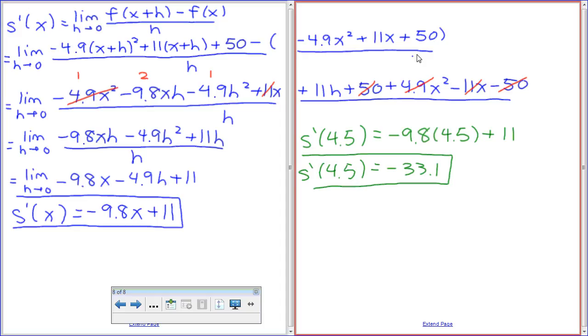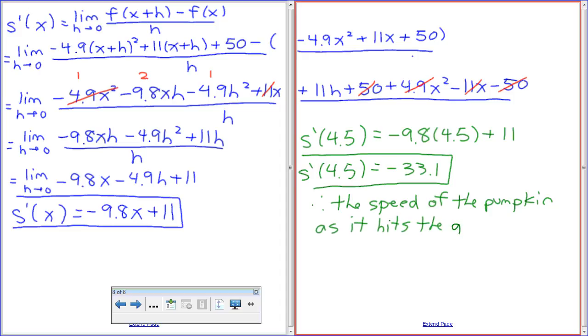All right, Caleb, good, therefore statement, please. Would it be therefore the speed of the pumpkin as it hits the ground is 33.1 or whatever? Yeah. I didn't give units in this one. Meters per second? Well, we don't know seconds, right? Oh, that's true. Yeah, in my notes I wrote meters and seconds, but I didn't write out the words. It could be years.